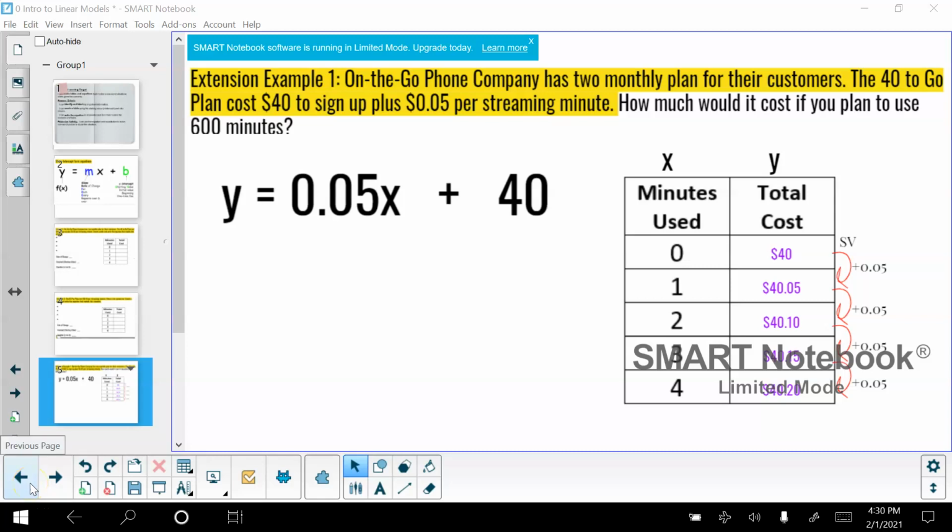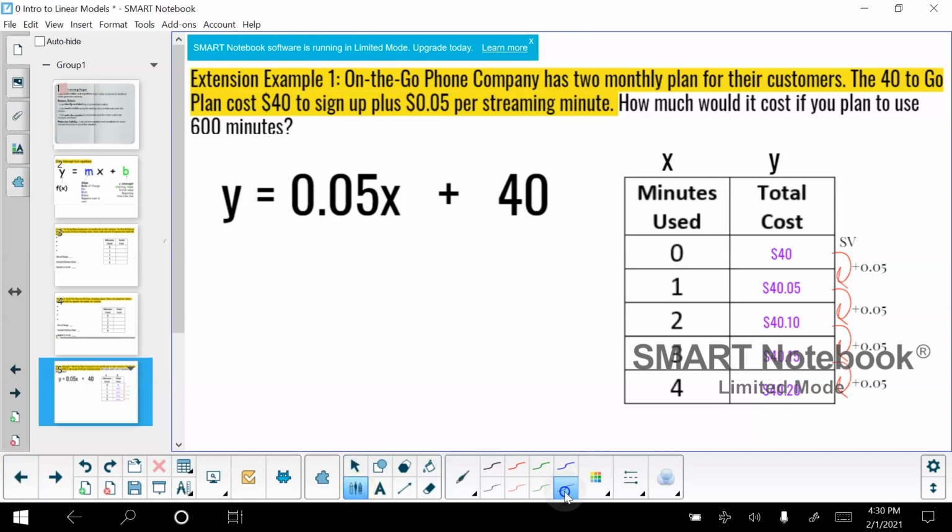Hello, this is our extension piece to our lesson on the introduction for linear models. And we've already looked at this scenario, but I'm going to go ahead and read it again. Phone Go company has 2 monthly plans for their customers. The 40 to Go plan costs $40 to sign up, plus 5 cents per streaming minute. And from that, we previously wrote this equation.